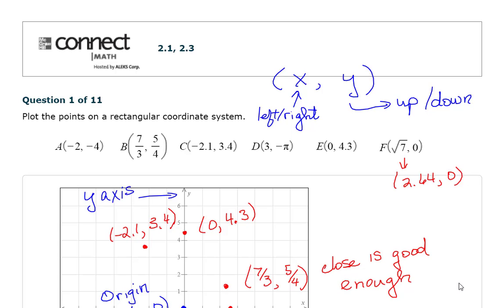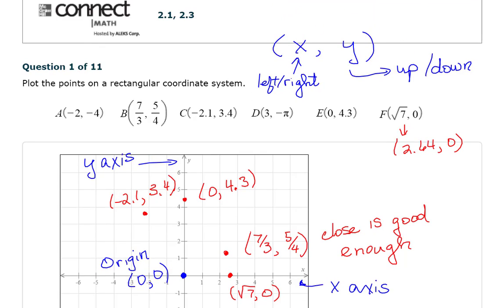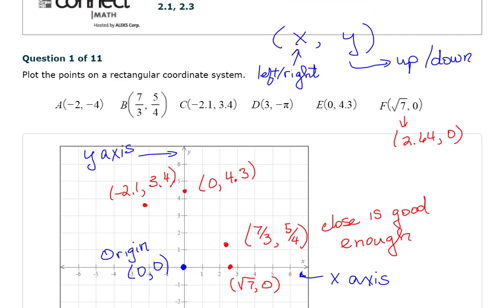Welcome to Math 1314. This is section 2.1 and a little portion of 2.3. All right, in this very first question, they're going to give us some points and ask us to plot them on an XY coordinate system. Well, what does that look like? It looks like the picture here.